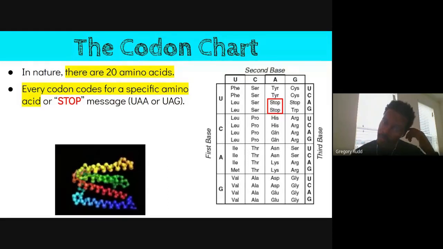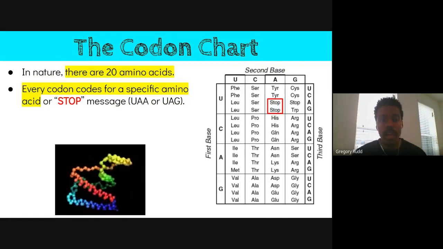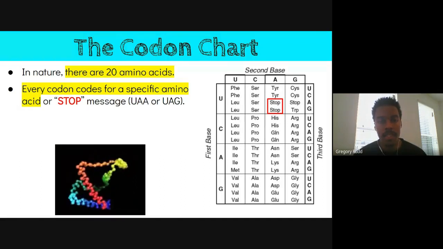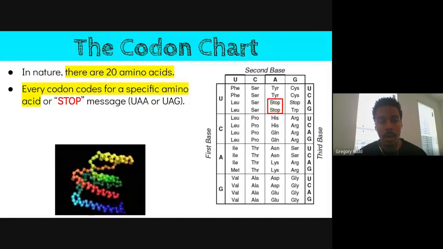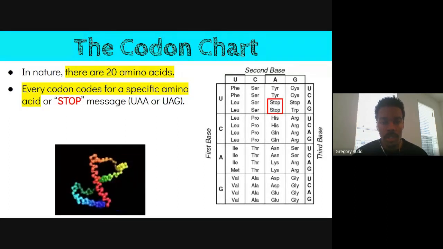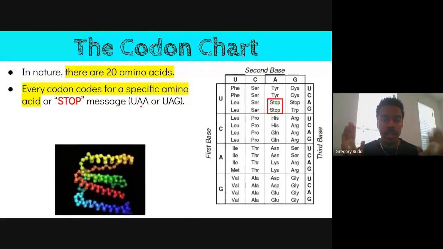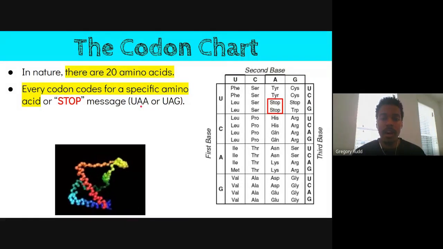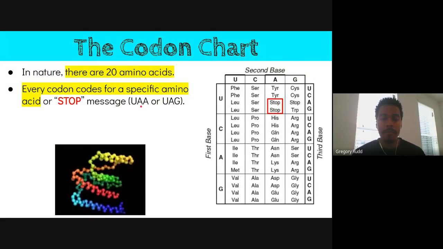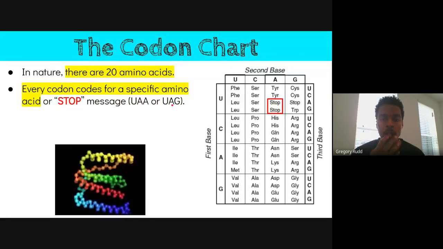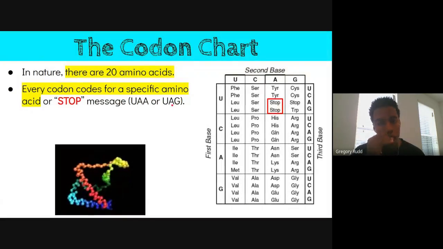Okay. So we've got 20 amino acids, and every codon codes for a specific amino acid, or it codes for a stop message. So 2 codons code for a stop message, which means that translation needs to end here. This is the end of our polypeptide chain. Those 2 codons are UAA and UAG. Those are your stop messages.